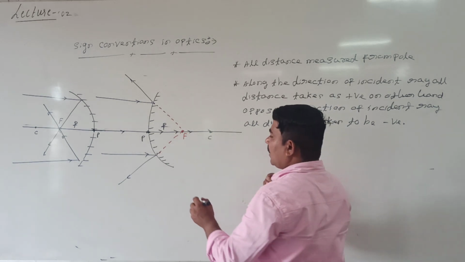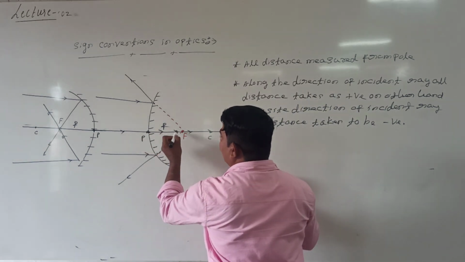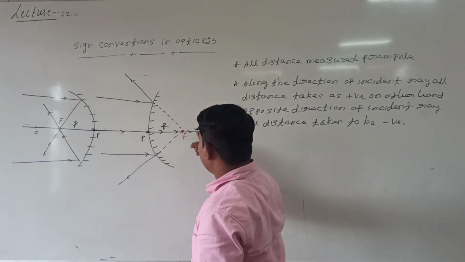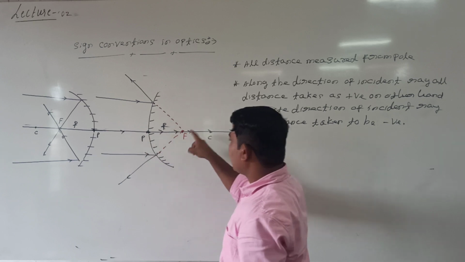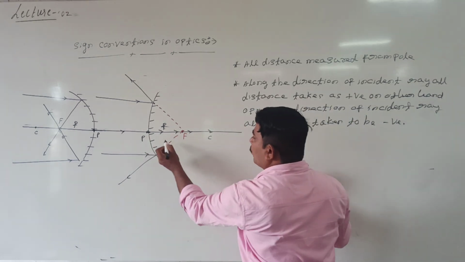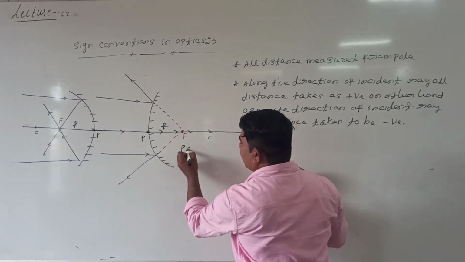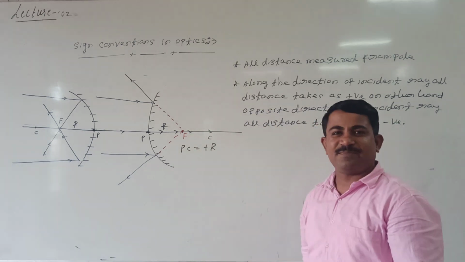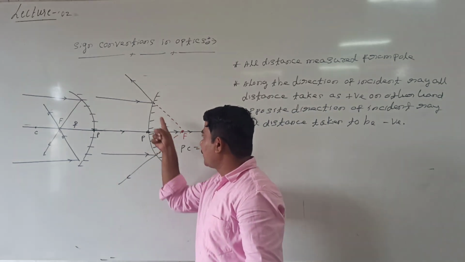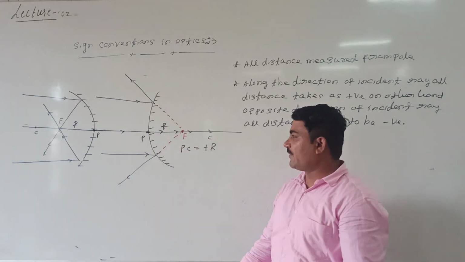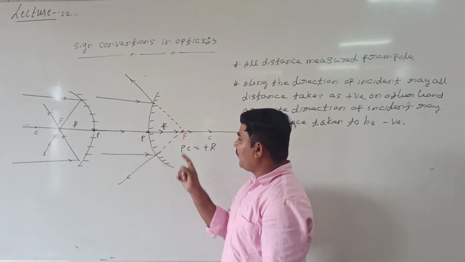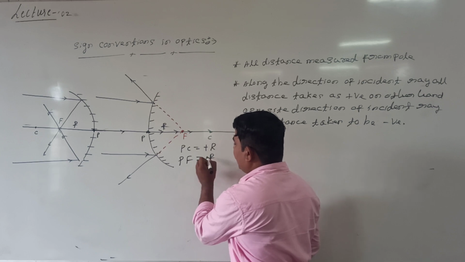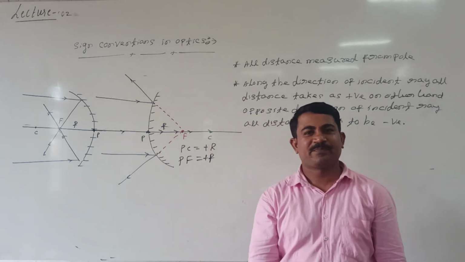What does positive mean? The distance between pole and principal focus we call focal length. Along the direction of incident ray, all distances are taken to be positive. In this diagram, the distance from pole to center of curvature is called the radius of curvature. Radius of curvature is taken to be positive because it is along the direction of incident ray. Second, the distance between pole and principal focus, which we call focal length, is also taken to be positive. Very simple.